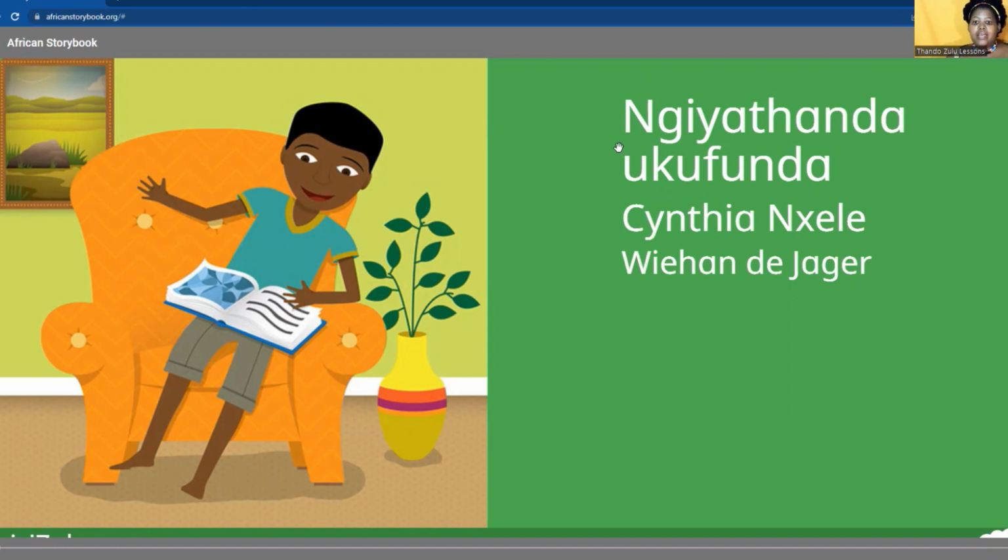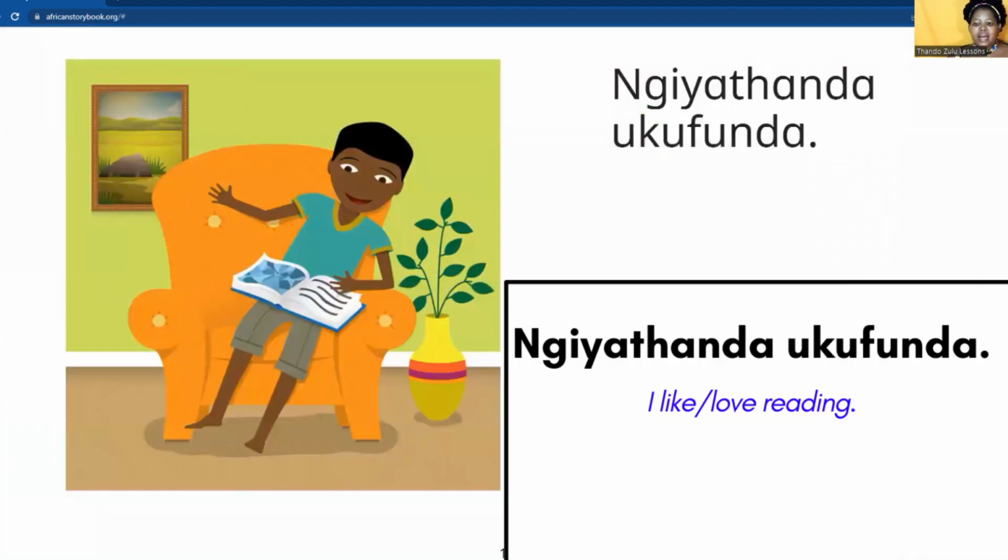So here we are saying, ngiyathanda ukufunda. Ngiyathanda ukufunda says, I love reading. Well, it could also be I like, because the verb thanda is both to like and to love. Now you need context to know whether the person was saying to love or to like. So the person here is Cynthia Mele. Mele is the left hand. Ngiyathanda ukufunda. I love reading.